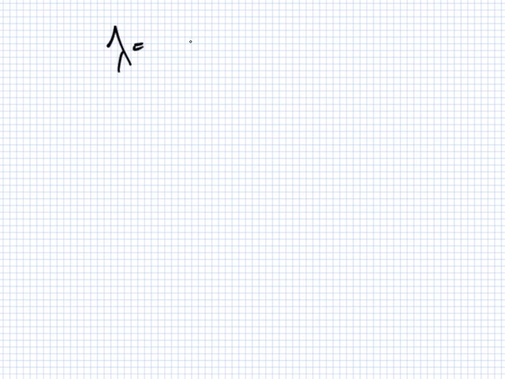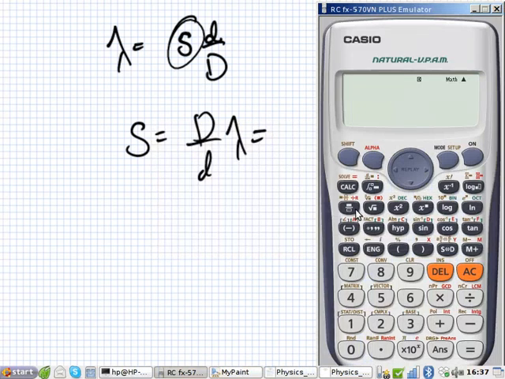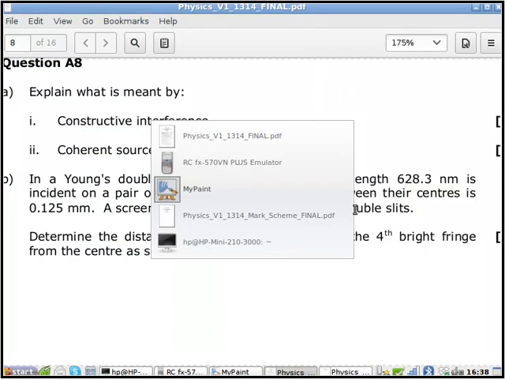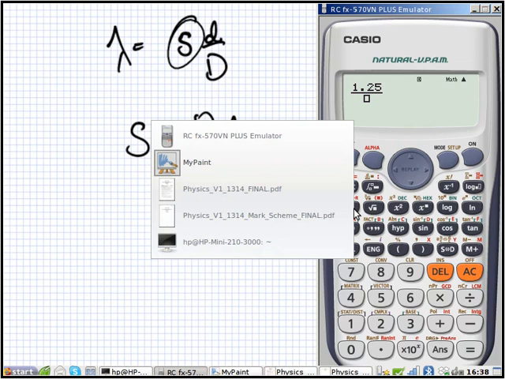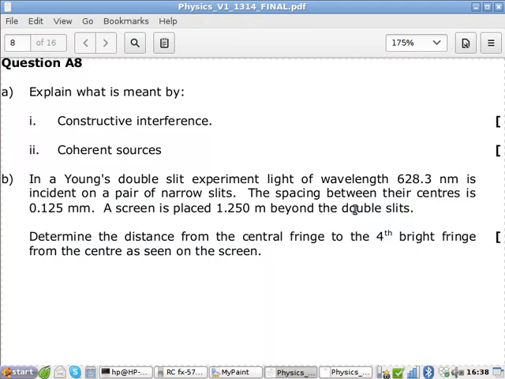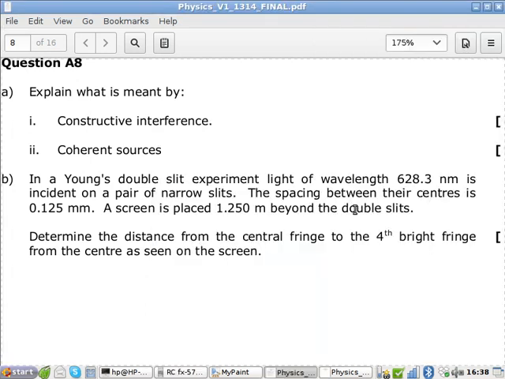Lambda equals S d over D, yes? Uh-huh. Now, we are looking for this one, yeah. So that's this. What is the distance to the screen? 1.250. Thank you. What is the next part, the slit separation? Should be in millimeters. 1.125 times 10 to the minus 3. And then finally, can you give me the lambda? Lambda is 628.3 nano. Yeah.